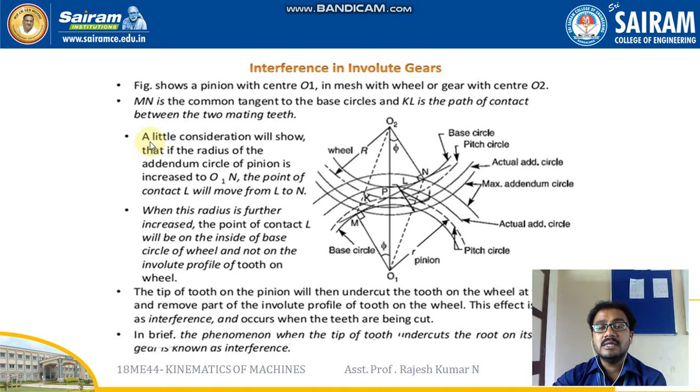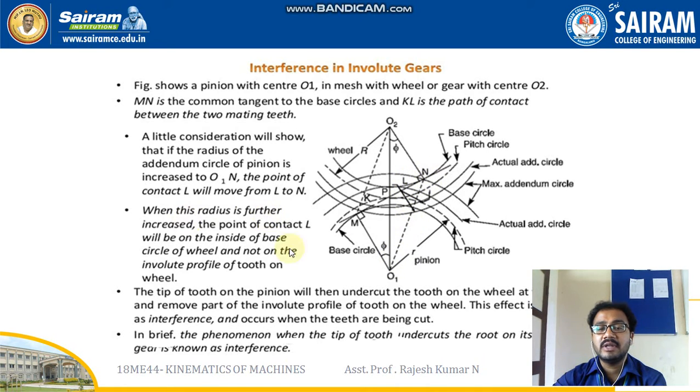Now, a little consideration will show that if the radius of the addendum circle of the pinion is increased to O1N, you can see this. KL is there, no? From this, if I extend this to MN, the tangent line, you can see this is the O1N line. The point of contact L will move from L to N.